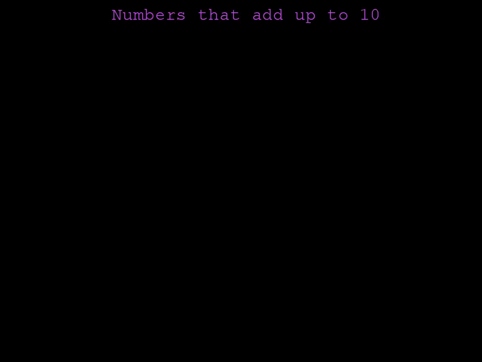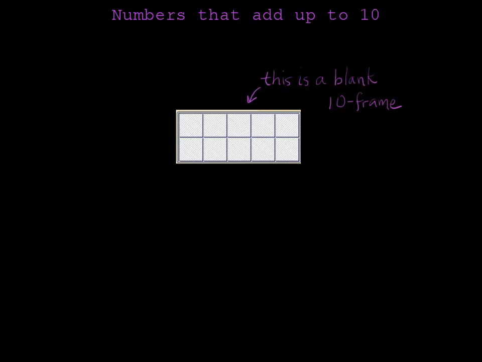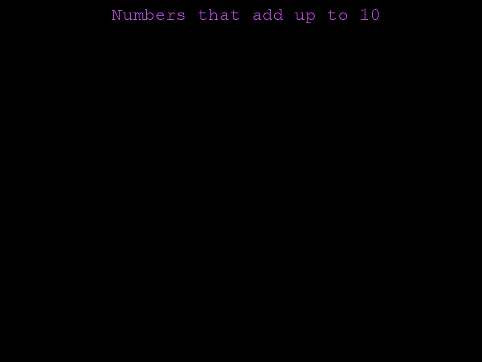Okay, so in this video we're going to talk about numbers that add up to 10, or complementary numbers. And to help us talk about these complementary numbers, we're going to use what's called a 10 frame. This is a blank 10 frame because here you can see it has 1, 2, 3, 4, 5, 6, 7, 8, 9, 10 blank spaces. Now currently none of these are filled, but I'm going to show you what happens when we fill these up.